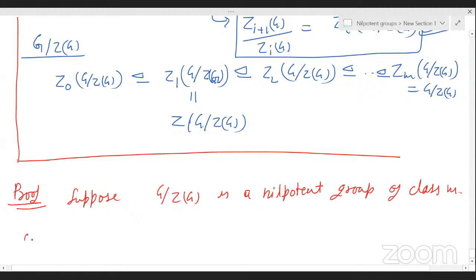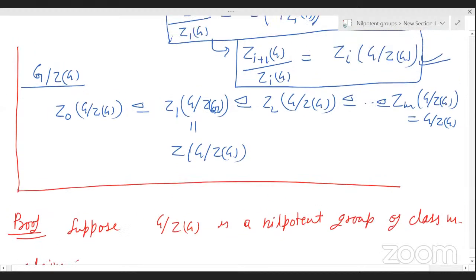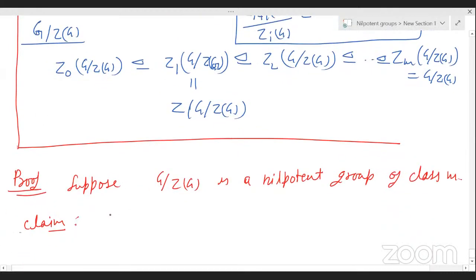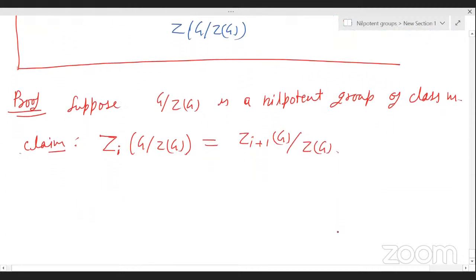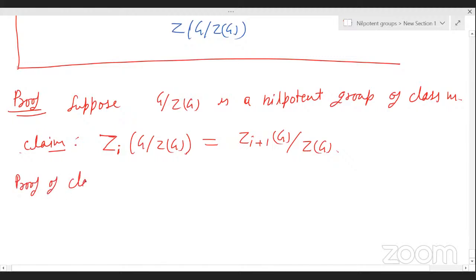Okay, now my claim is this formula, that Z_i(G/Z(G)) is the same as Z_{i+1}(G)/Z(G). Let me prove this claim. Proof of claim.